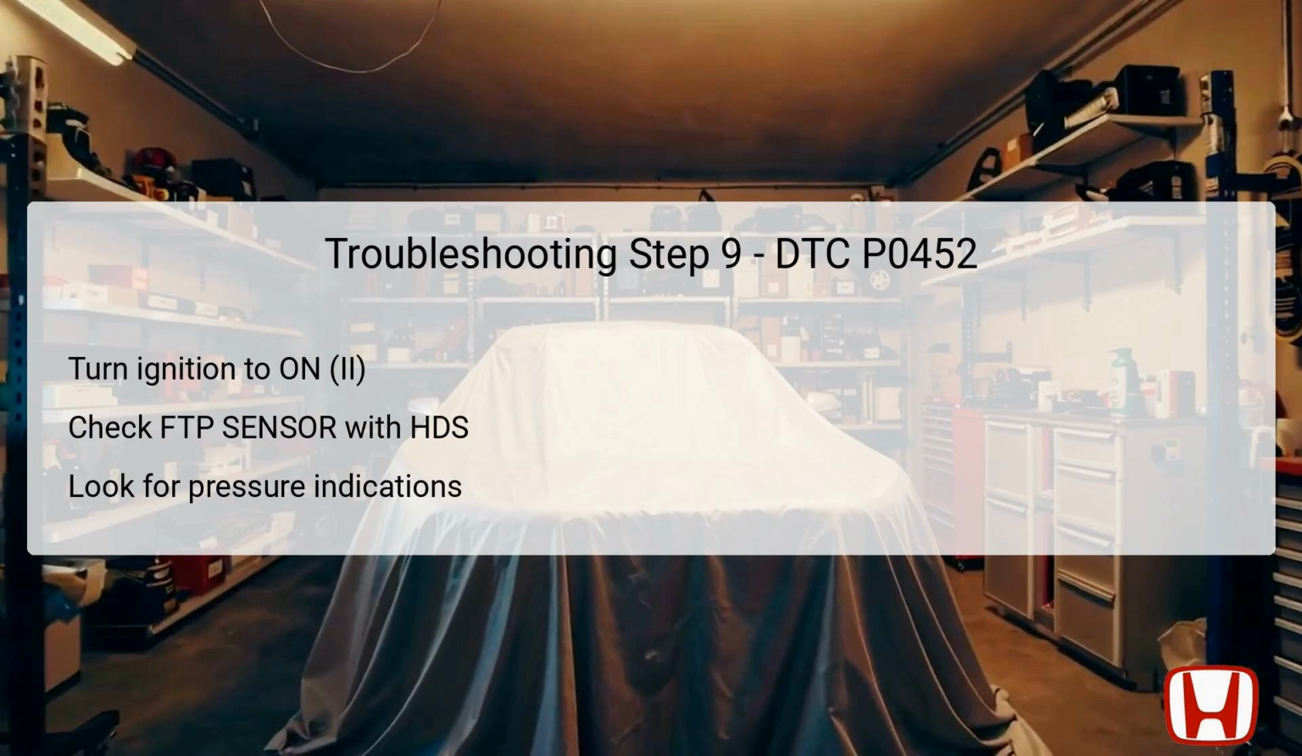Once the FTP sensor is disconnected, rotate the ignition switch to the on position once again, or press the engine start-stop button for the vehicle to power on. The next move involves using the HDS to check the FTP sensor data.